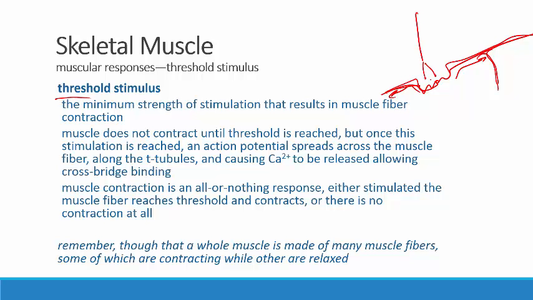And remember, because a whole muscle is composed of many muscle fibers and many motor units, some of the motor units will contract while others are relaxed. We don't necessarily contract every single muscle fiber or every single motor unit in a muscle at the same time. So we usually see partial contractions, where some of the motor units are stimulated to contract and others are not.